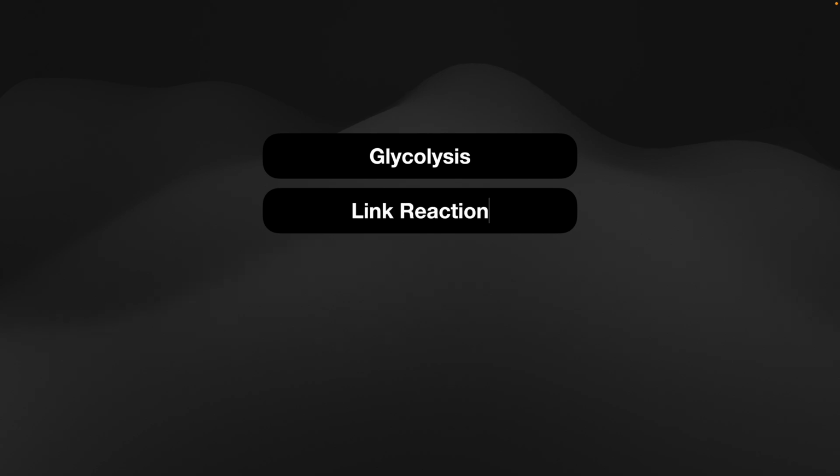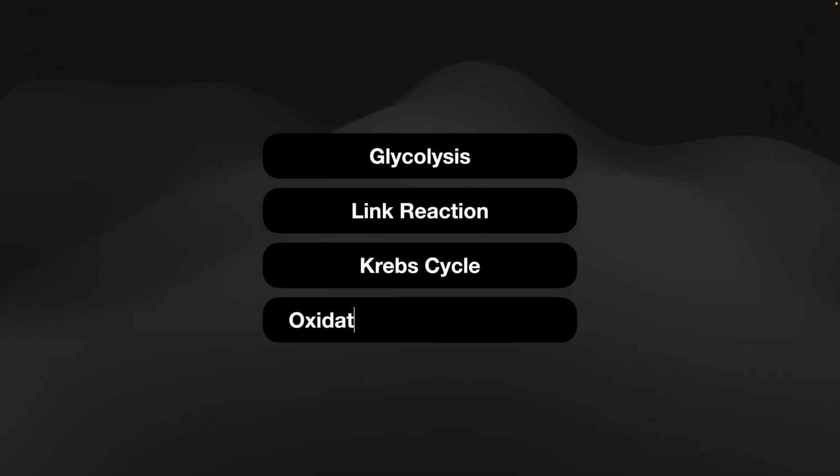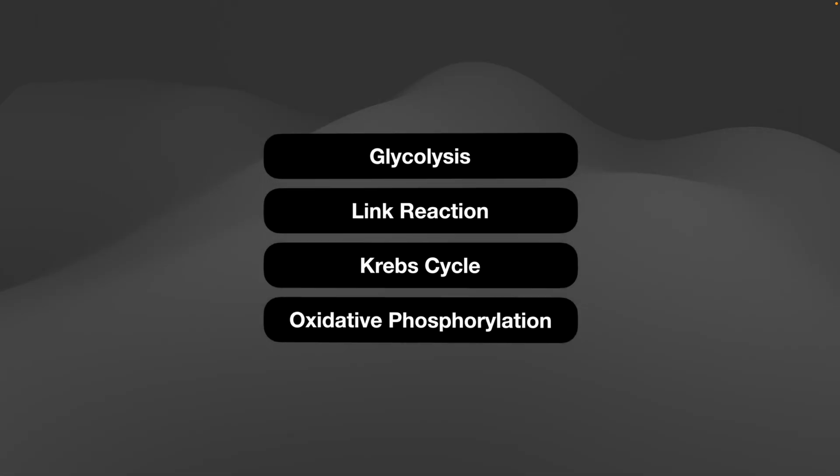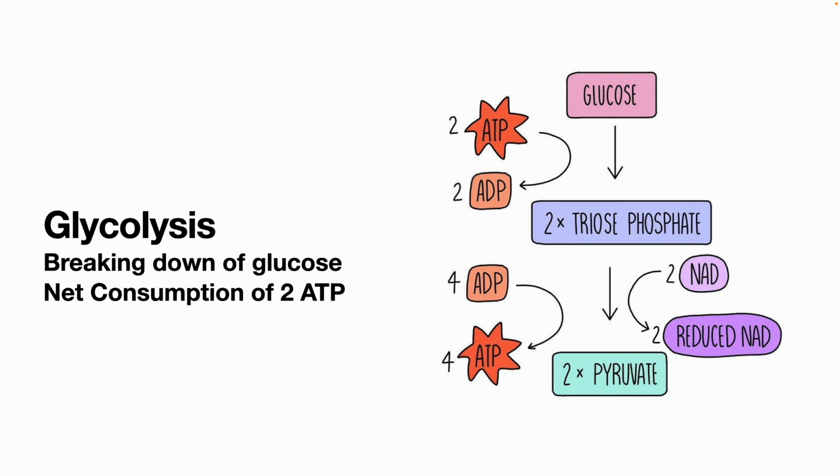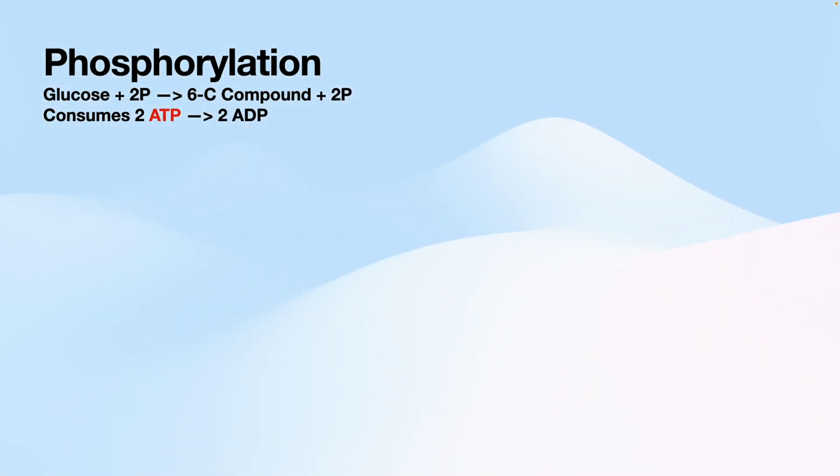The four important stages are glycolysis, link reaction, Krebs cycle, and oxidative phosphorylation. First is glycolysis. It means the breaking down of glucose, which consumes 2 ATP, but then it has a net production of 2 ATP. We'll talk about it later.